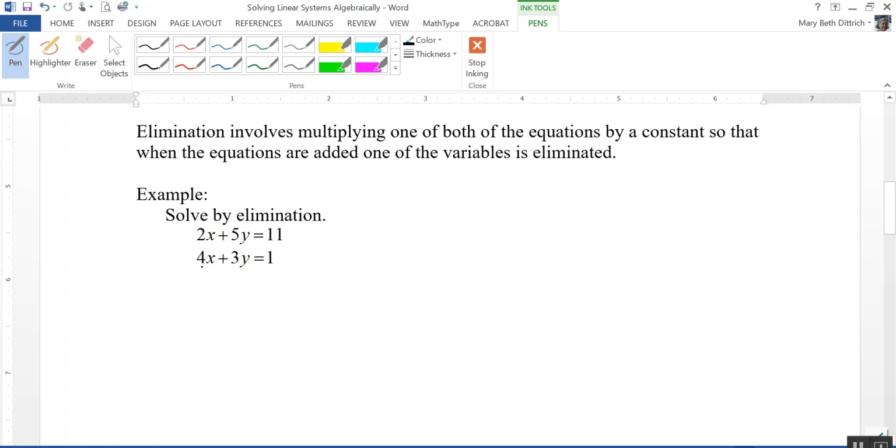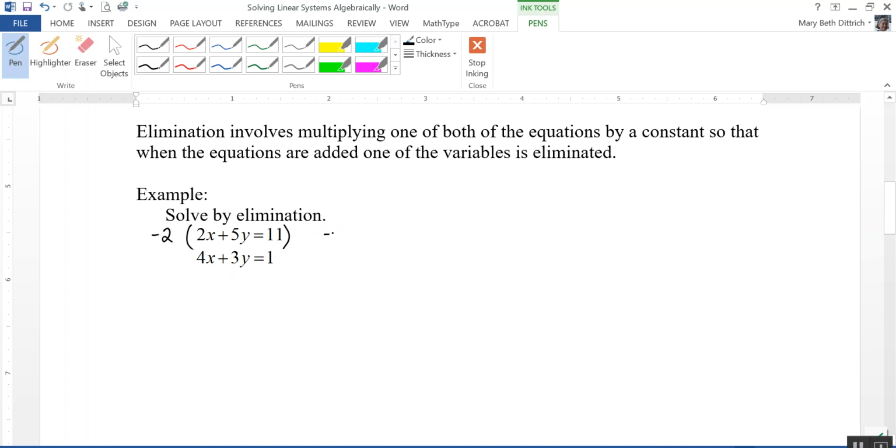Looking at my coefficients of x, I notice that if I can multiply this by a 2, I get a 4 here. So what I'm looking for is either the same or preferably opposite coefficients of the same variable. So if I were to take this whole equation and multiply it by a negative 2, that's going to give me a negative 4x, and when that's added to this 4x, they cancel each other out because negative 4x plus a positive 4x is 0, and I will be eliminating x from my system of equations.